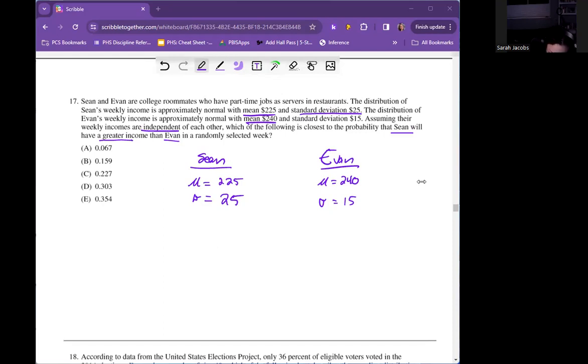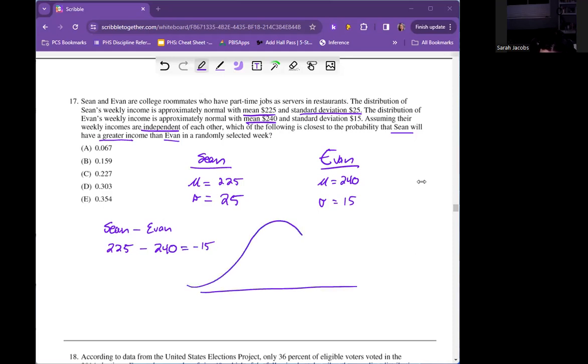So I'm going to do this as Sean minus Evan. And you could really do it either way, but I'm going to do it as Sean minus Evan. So my expected mean for Sean minus Evan is going to be 225 minus 240, which is just negative 15. So I'm going to start a new normal distribution combining the aspects of Sean and Evan. Okay, so the mean right here is negative 15. The expectation is that Sean is making $15 less a week than Evan.